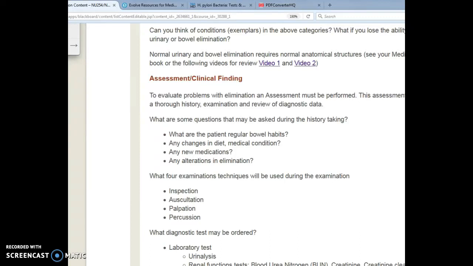In regards to examination techniques, you can talk about inspection, auscultation, palpation, and percussion. When we talk about the GI system, we usually think stomach and colon, but you've got to remember all the other organs that might be involved in the GI system. And don't forget the liver. We can definitely percuss the liver. There might be something going on with the liver that might be causing an alteration in bowel movements.